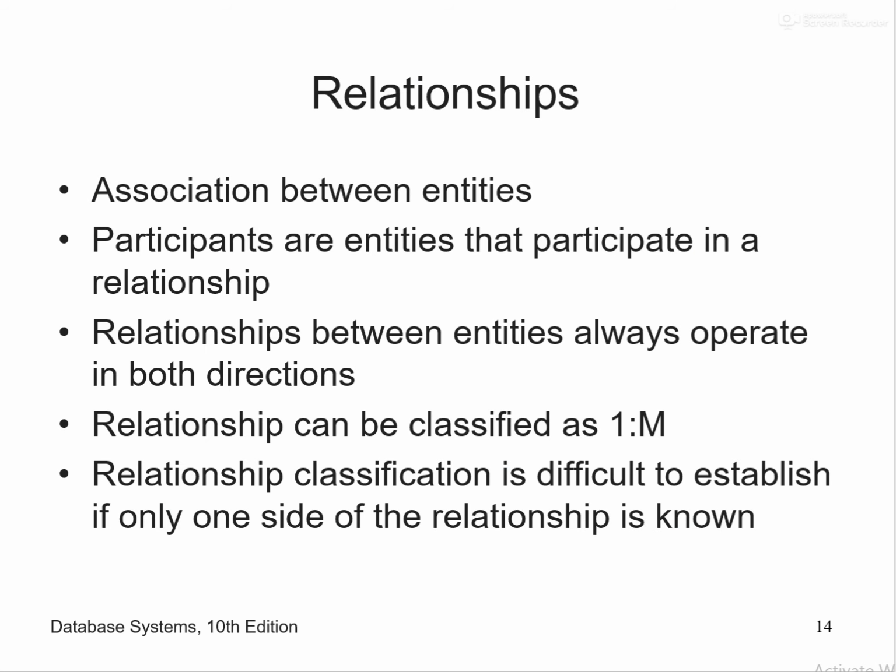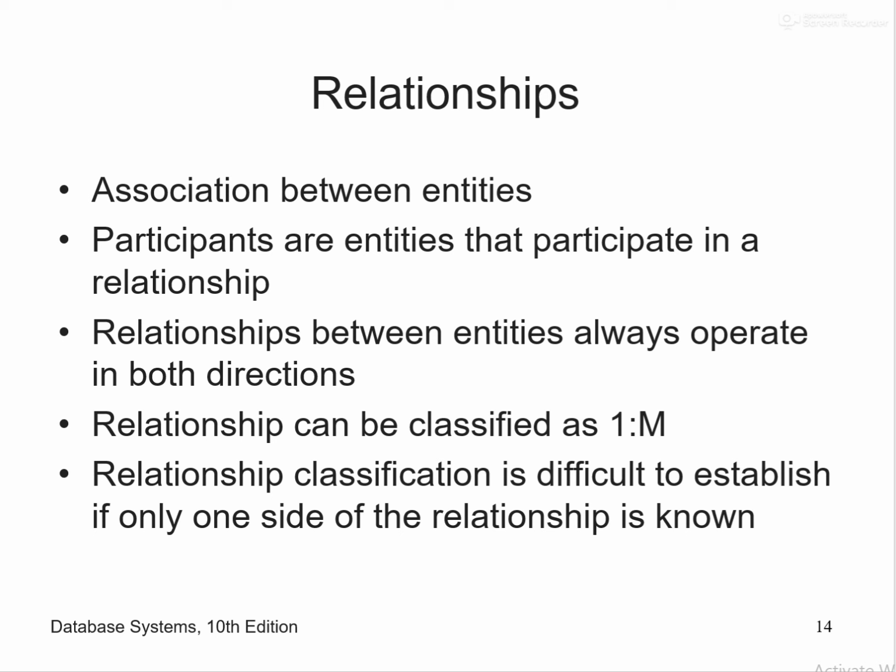Okay, relationship. As we know, we create relationships between entities which show the association between entities, and these entities participate in the relationship, so we call them participant entities. We already saw in the previous chapter that relationships are always bidirectional, they operate in both directions, and we can classify a relationship as one to many, one to one, or many to many. We have three different types of relationship.